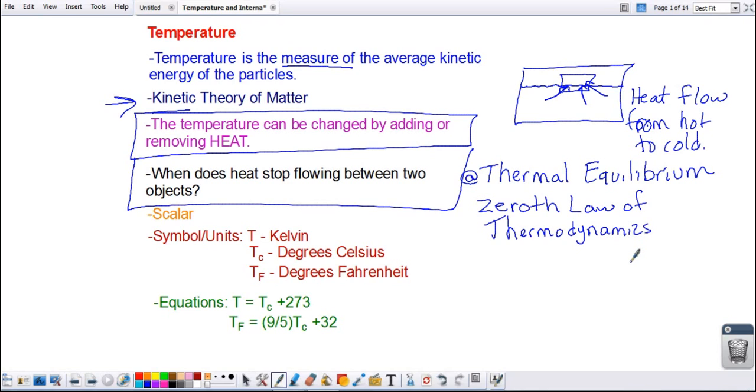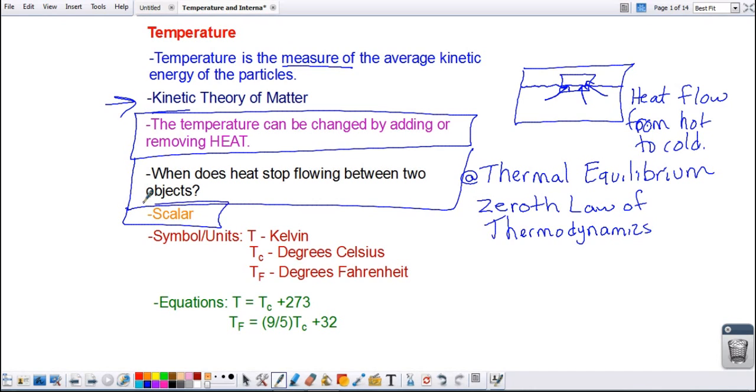This says that if Object A has the same temperature as Object B, and Object B has the same temperature as Object C, then Object A and C have the same temperature. It's a transitive property. If two objects have the same temperature as a third object, then those two objects also have the same temperature.